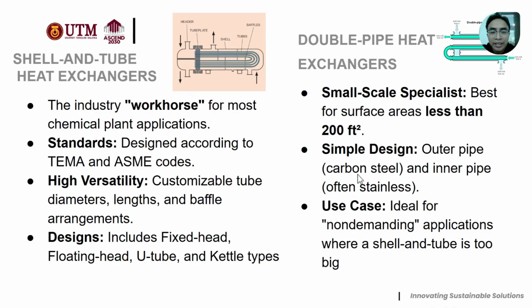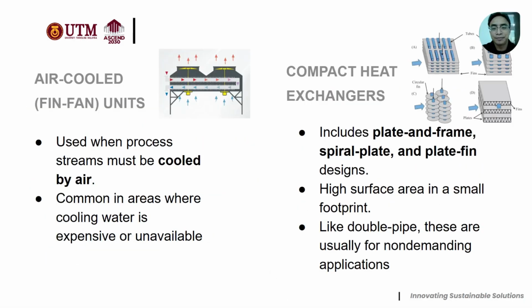For shell and tube heat exchanger, this is basically the standard heat exchanger that we use. They are designed according to TEMA and ASME codes. It has high versatility and a good design, which has fixed head, floating head, U-tube and kettle. For double pipe heat exchanger, we have a small scale specialist, for surface area less than 200 square feet. It has a simple design of outer pipe and inner pipe, and is ideal for non-demanding applications where the shell and tube is too big for the process.